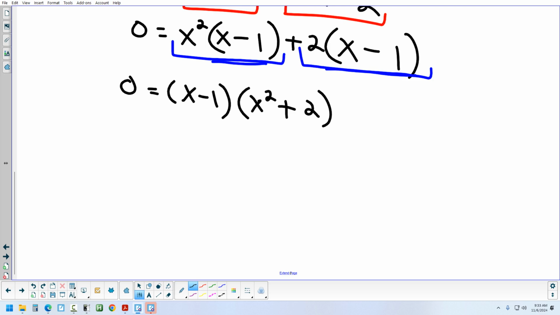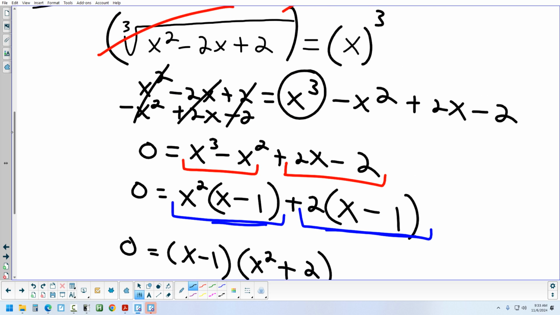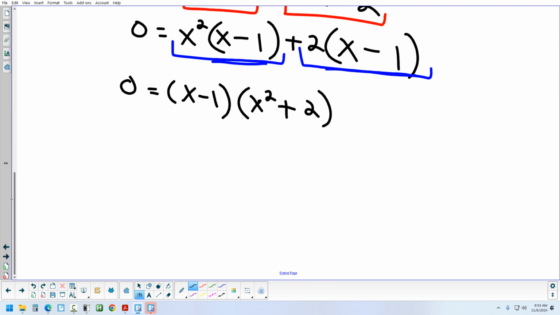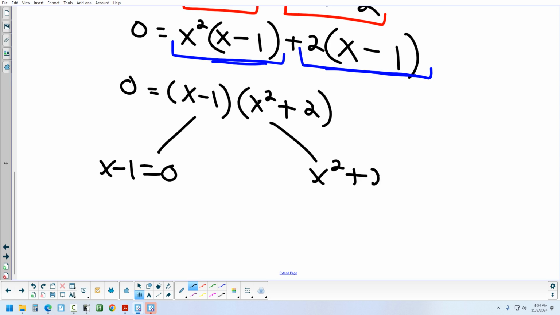Okay. So now we started with something that had an exponent of 3. Now we're down to something with an exponent of 2. Okay, that's going to be much easier to solve. Once we have it factored, we take each one of these and set them equal to what? Set them equal to 0. So figure out what you can plug in that makes the first one 0, and figure out what we can plug in that makes the second one 0.